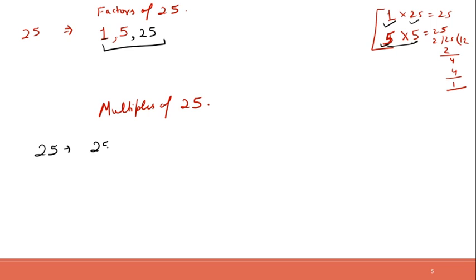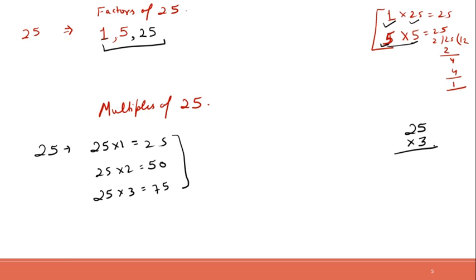Multiples are 25 into 1, 25. 25 into 2, 50. 25 into 3, 75. I am doing it directly, but if you guys want, I can do it like this also. But I want you guys to do it like this for yourself so that you can improve your calculation.